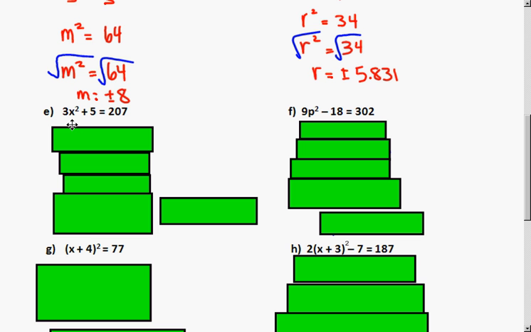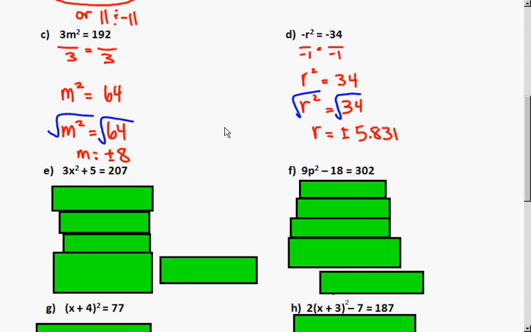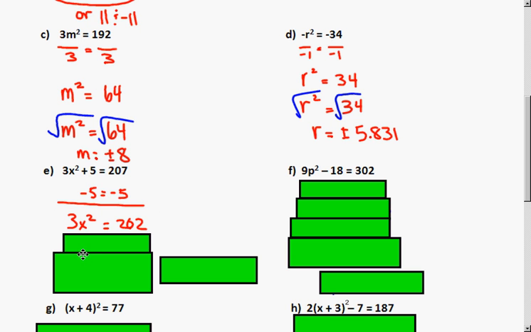Coming back to solving equations here. In this E and F, if you look at the ones from C and D above, here we actually have a number either added or subtracted. So we need to get rid of the addition and subtraction first. To get rid of plus 5, you need to subtract 5 from both sides. When you subtract 5 from both sides, you wind up with 3x squared equals 202.